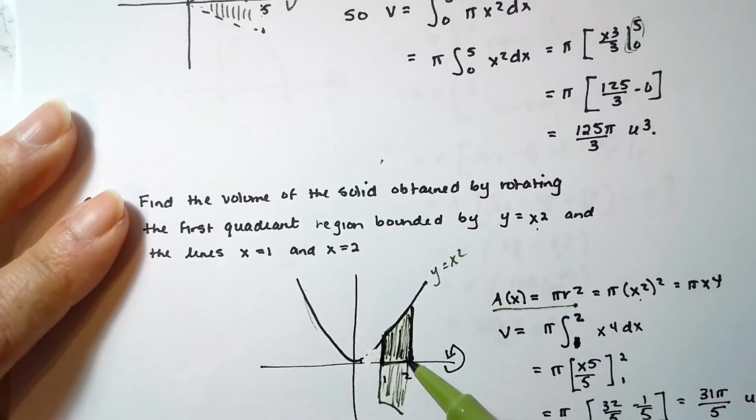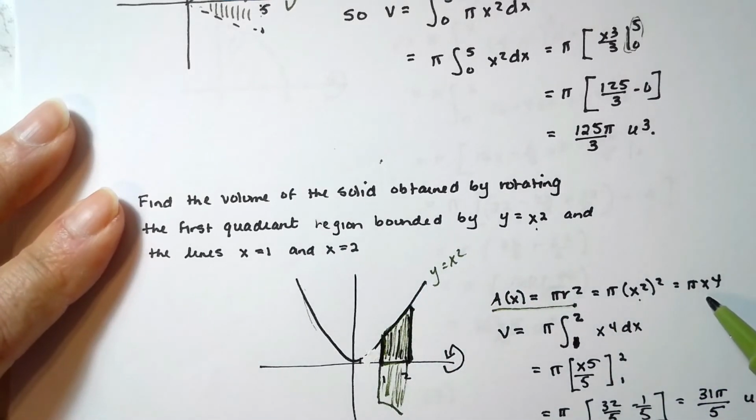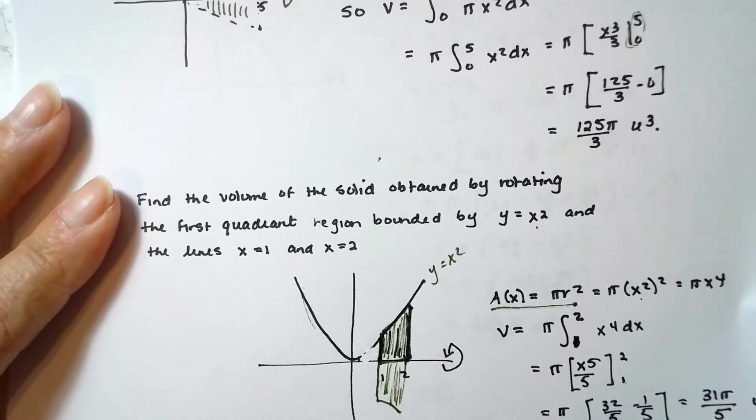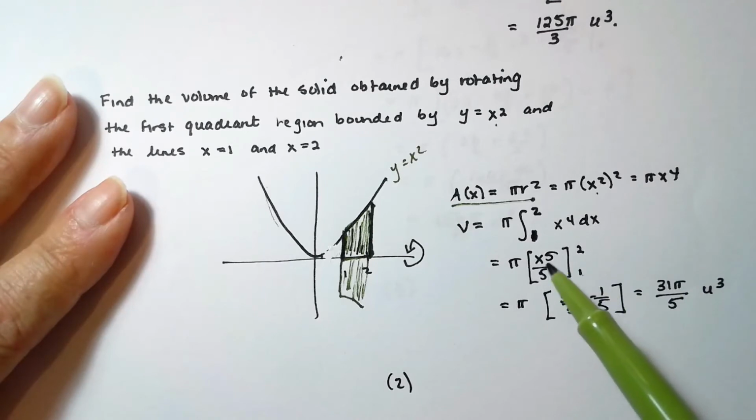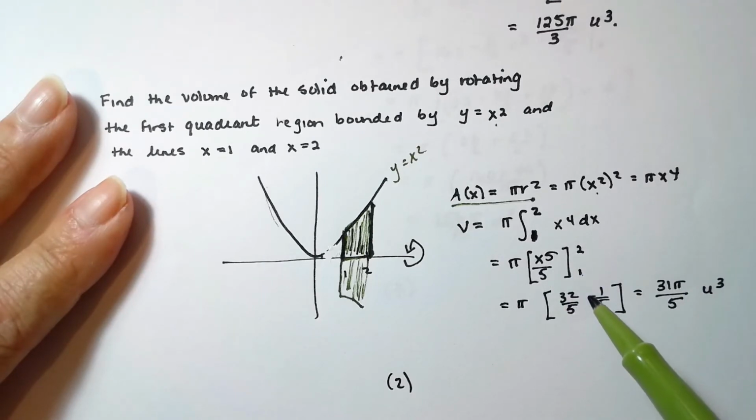The radius goes from the axis of rotation to the curve. The curve is x squared, so that's what I'm plugging in there. So my area function is pi x to the 4th. To find the volume, I pull out the pi and integrate from 1 to 2 of x to the 4th dx. When I do that, I get x to the 5th over 5. Now I have to evaluate it between 1 and 2. 2 to the 5th is 32 fifths, minus, right, upper bound minus lower bound, when I plug a 1 in, 1/5. So 32 fifths minus 1/5 is just 31 pi over 5 units cubed.